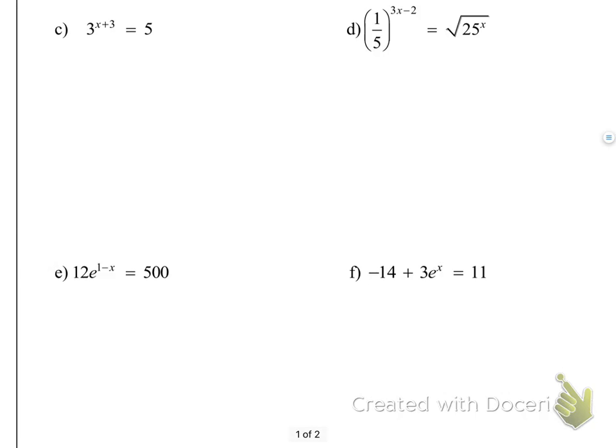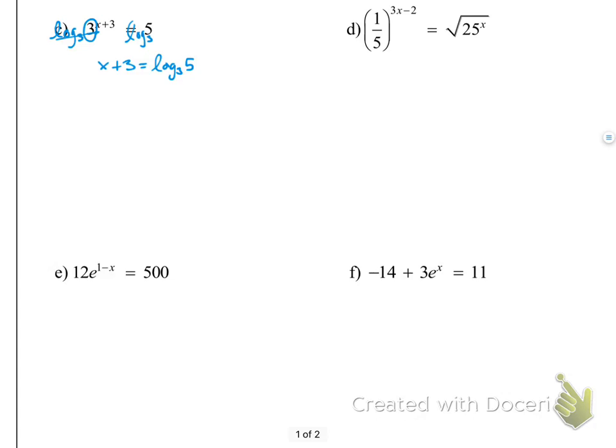Now your log needs to match, the base needs to match the other base. So what I mean here is that 3 is a base, right? It's at the bottom of an exponent, which means we're going to put log base 3 on both sides. Now the reason we're using log base 3 is because log base 3 of 3 goes away. So you end up with x plus 3 equal to log base 3 of 5.